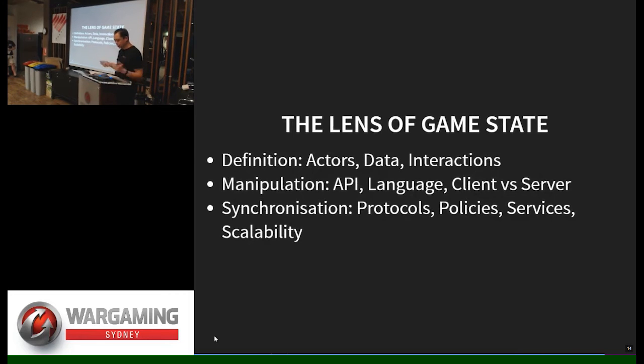So bringing it all together, game state can be defined in terms of actors, data, and interactions that occur in the simulation. We've talked about how game server engines can expose an API for manipulating that game state, and different things to look out for. We've talked about how game server engines synchronize that game state to clients, and not just to clients, but to server-side processes as well that might be doing some sort of processing on it.